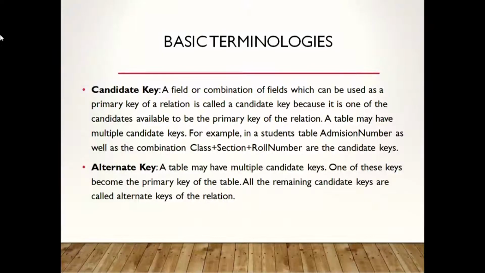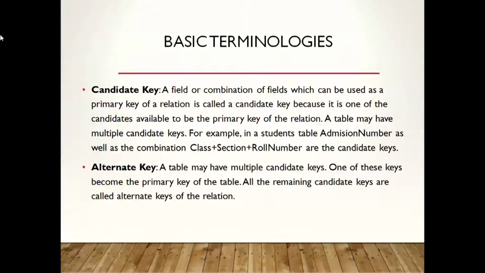Now a candidate key. A field or a combination of fields which can be used as a primary key of a relation is called a candidate key, because it is one of the candidates available to be the primary key of the relation. A table may have multiple candidate keys. For example, in the student table, admission number as well as the combination of class, section, and roll number are candidate keys. So from within different candidate keys, we identify one primary key. So the primary key is the one which is also a candidate key.